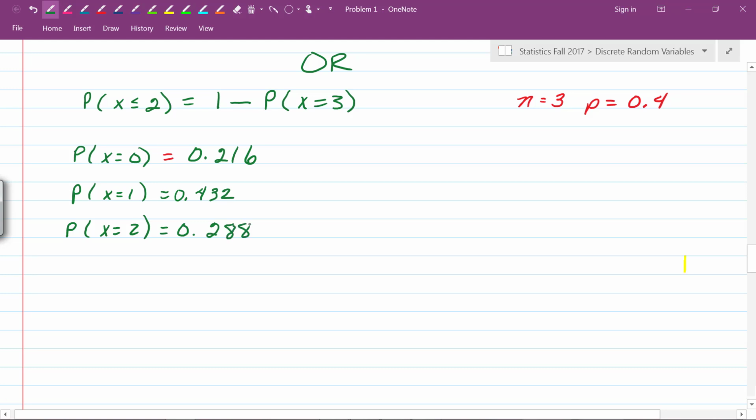So the probability that x equals 2 is 0.288. So then I can say that the probability that x is less than or equal to 2 is equal to 0.216 plus 0.432 plus 0.288. And I can grab my handy dandy calculator.